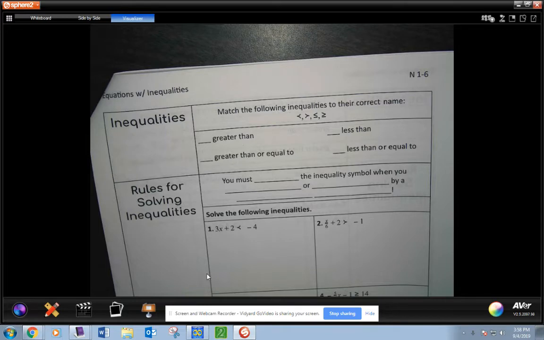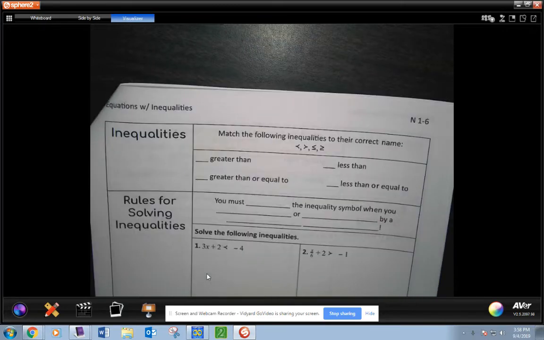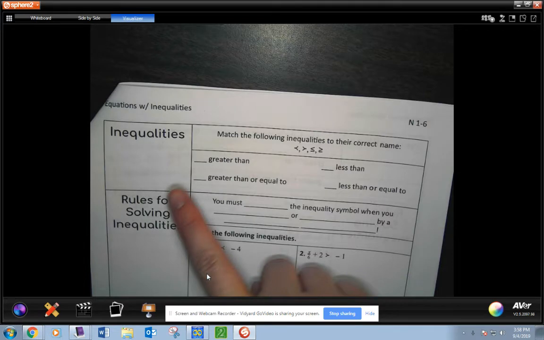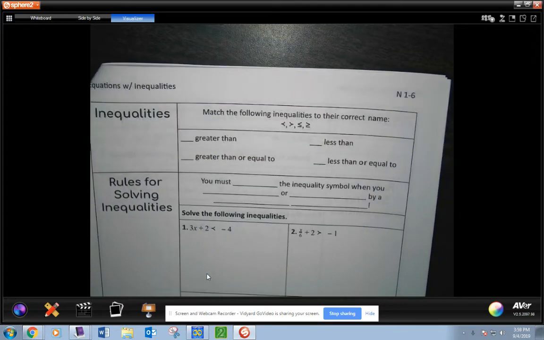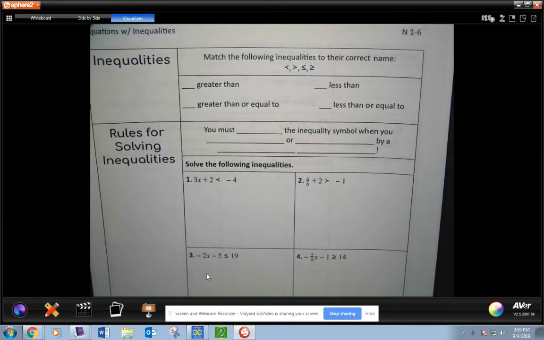We are doing another video notes today, and remember, you're going to take these in your note packet. Your packet, you're going to be on page N1-6. Today, we're going to be talking about inequalities. So pay real close attention, pause when you need to, raise your hand when you have a question.